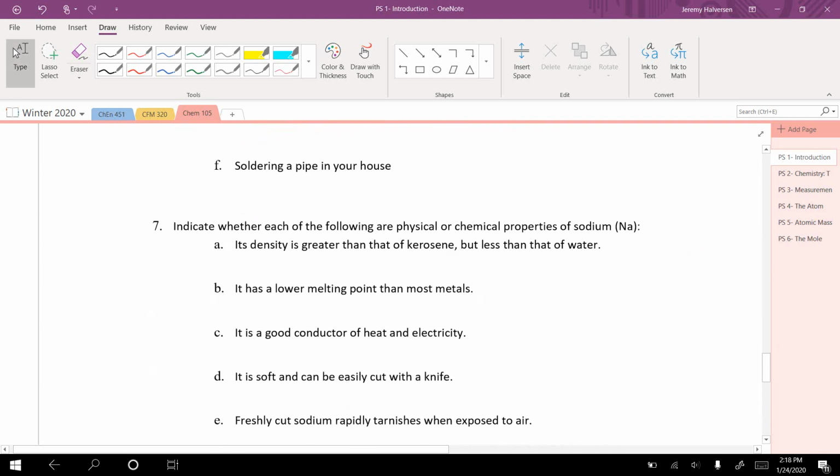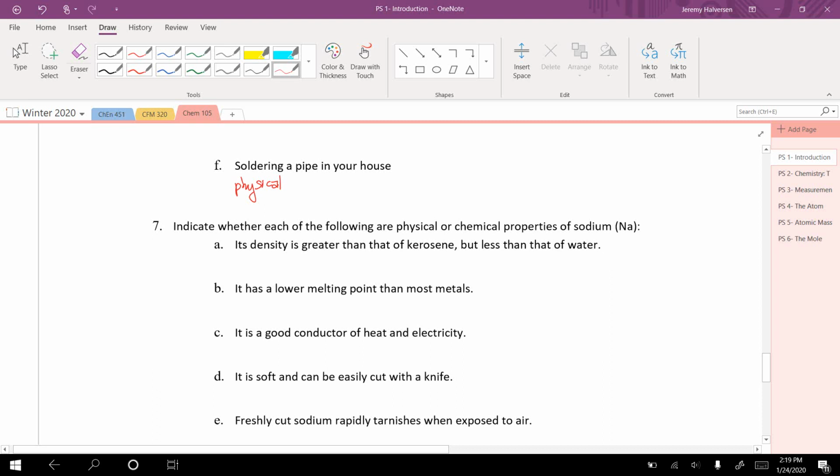And last part, soldering a pipe in your house. We would say that this is physical. You know what soldering is? It's when you melt one metal onto another metal to hold two pieces of metal together or to seal a crack in a piece of metal or something. All you're doing really is melting the metal, which is not changing the chemical makeup, and then the metal, I guess you could say, freezes. It solidifies again, which is not a chemical change. So that's all physical.